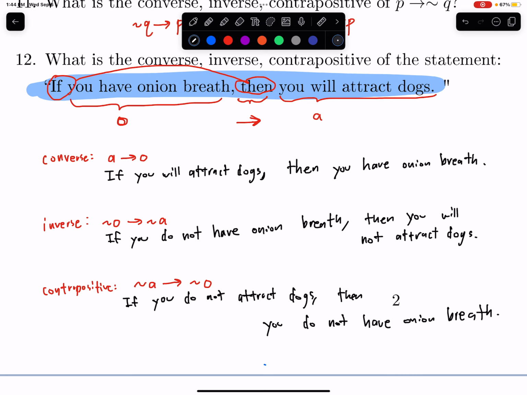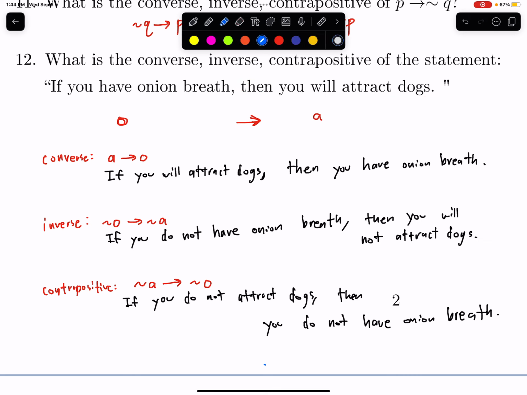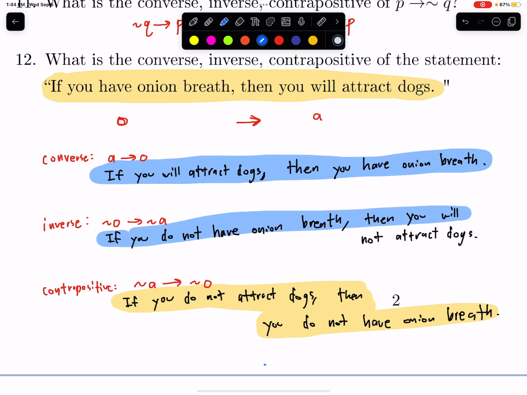Okay, there it is. Now, what I would recommend you guys do is just take your time to think about how this original if-then statement, if you have onion breath, then you attract dogs, how that logically means the same thing as if you do not attract dogs, then you do not have onion breath. So just take your time to think about how those two things are logically equivalent, and also how those things are not logically equivalent to these things, because sometimes it sounds like it is, but it's really not logically equivalent.